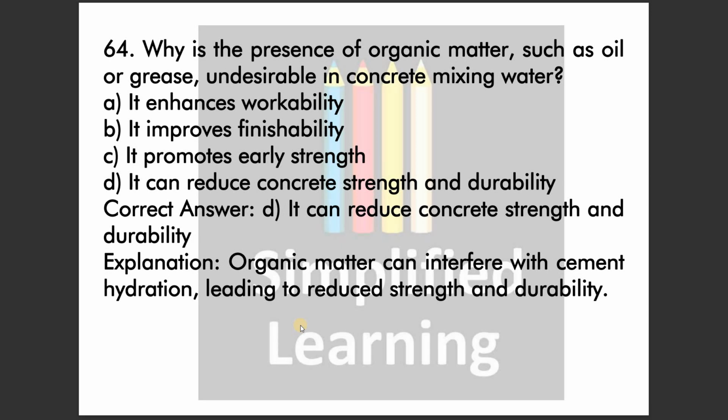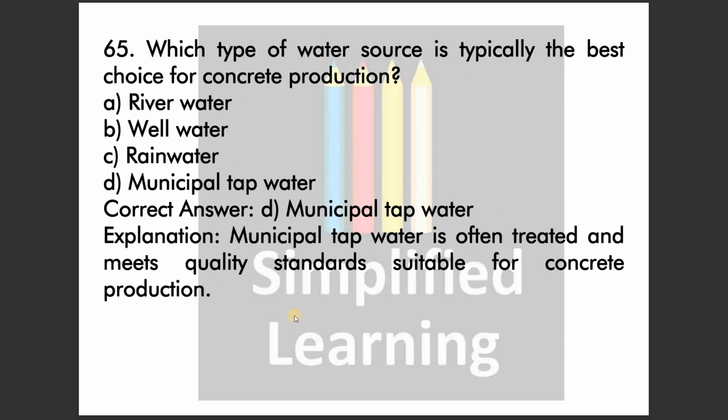Then why is the presence of organic matter such as oil, grease or undesirable material in concrete mixing water a problem? Okay, it is going to reduce the concrete strength and durability, right? Organic matter interferes with cement hydration, leading to reduced strength and durability. Organic matter is putrescible, meaning it will go away, and it is going to create voids in the concrete where we are using that specific cement.